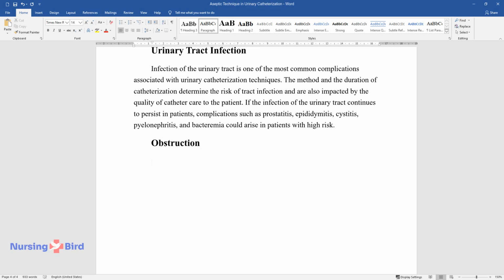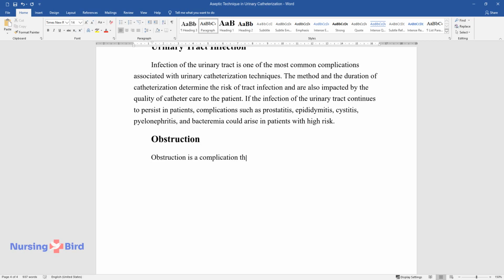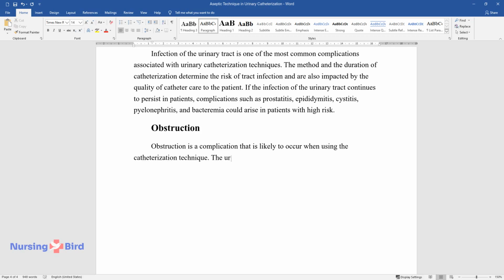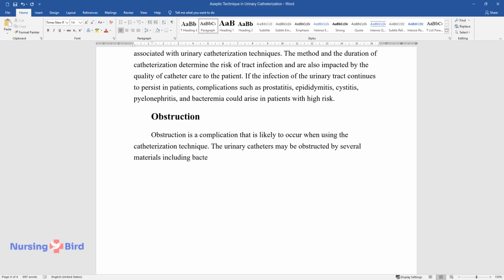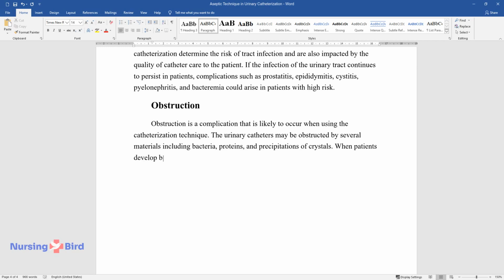Obstruction. Obstruction is a complication that is likely to occur when using the catheterization technique. The urinary catheters may be obstructed by several materials including bacteria, proteins, and precipitations of crystals. When patients develop blocked catheters, there is increased excretion of calcium and proteins in their bodies.